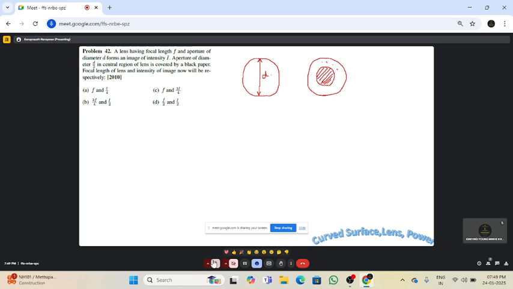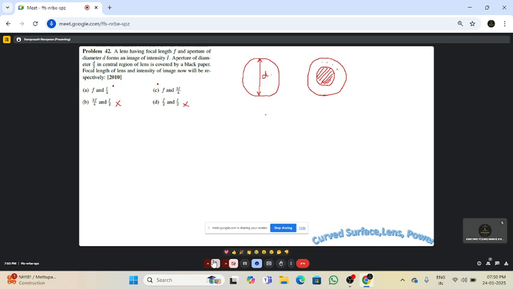Intensity reduces because the amount of light passing through will be reduced compared to before, right? But don't think that it is half, because the diameter is half, the area may not be half. So what is important here is to see how much the area is reduced. Focal length will remain the same. Focal length of the lens and intensity of the image now will be, respectively... So focal length will be the same, which means it's either this or this. The focal length does not change.